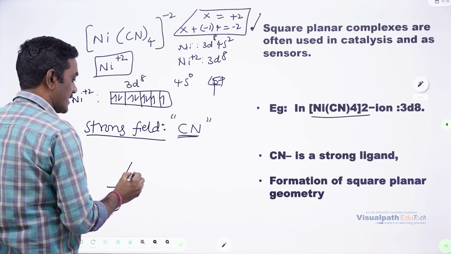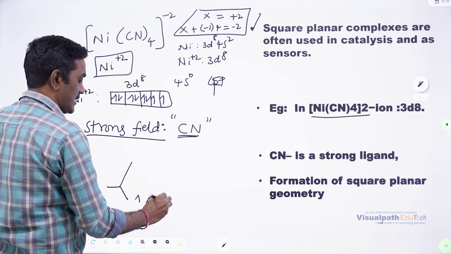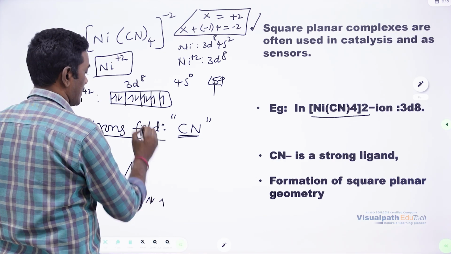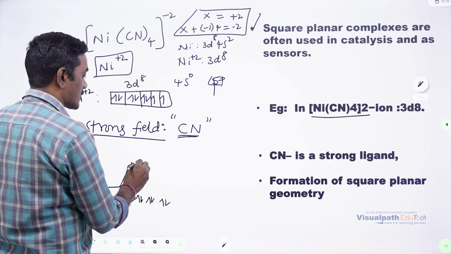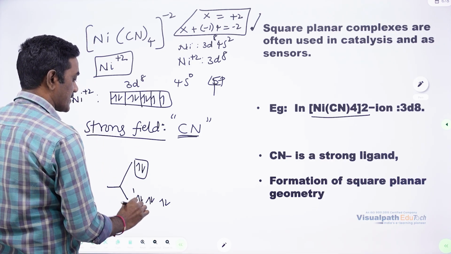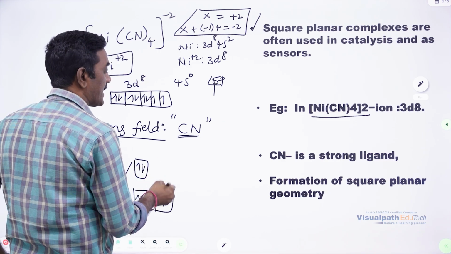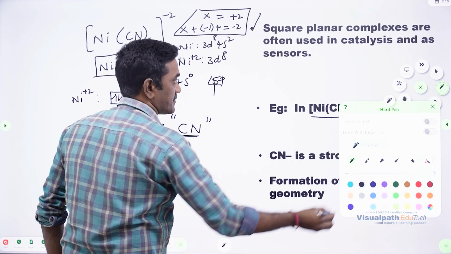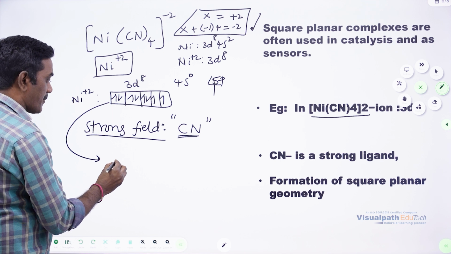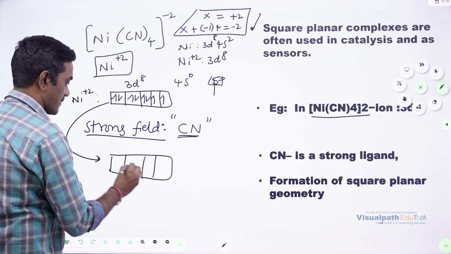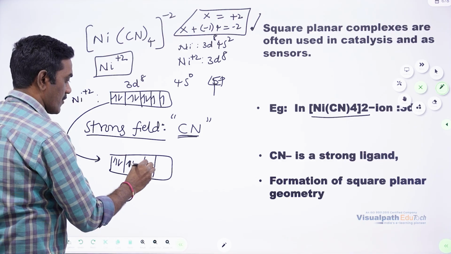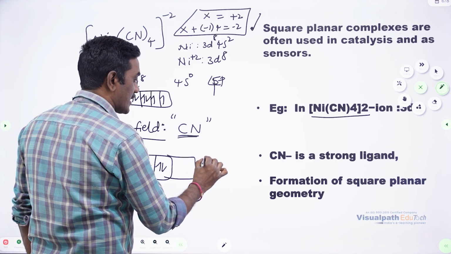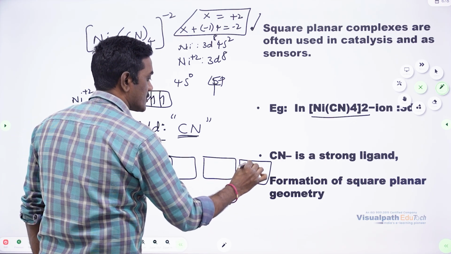For example, if you are splitting, what happens? 1, 2, 3, and pairing also occurs like this. The last electron will come to pair in this way. Now what happened? Pairing occurred. That means one d orbital will become empty. After pairing happens, the d8 configuration will become like this: 1, 2, 3, 4, 5, 6, 7, 8, and this is going to be an empty d orbital, which is going to undergo hybridization as shown here.